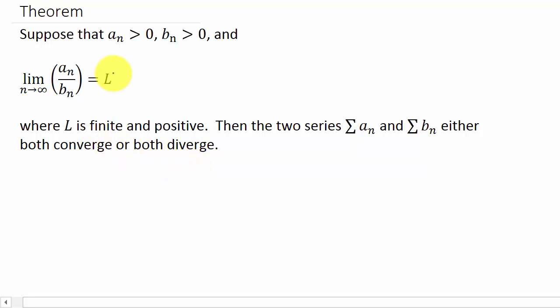So what we want to do is we may be given a series that's kind of messy looking, and we want to compare it to something a little simpler. And so what we can do is the one that we're comparing it to, the simpler one, we can determine if that one converges or diverges, and then if these conditions here are satisfied, then that means our original series converges or diverges, does whatever the comparison series does, as long as these conditions here are satisfied.